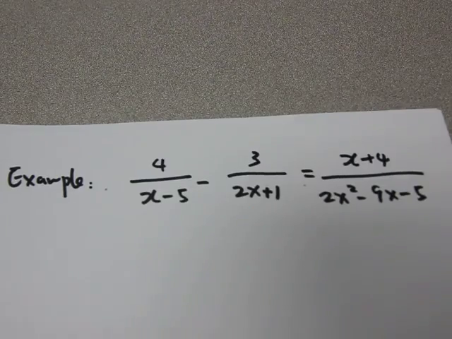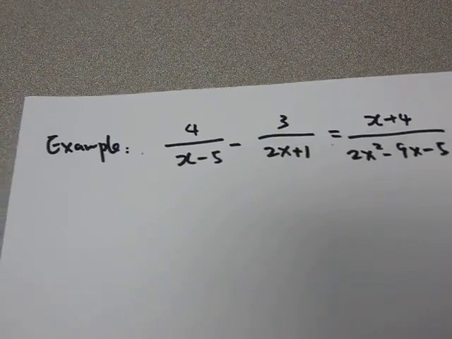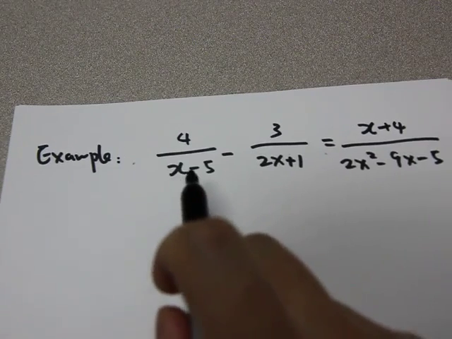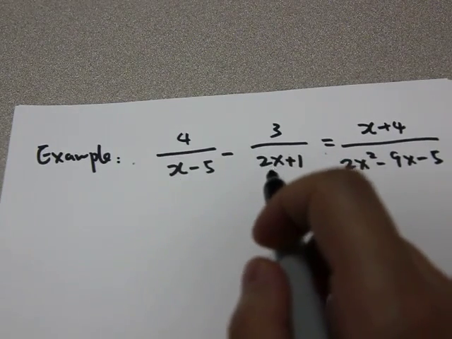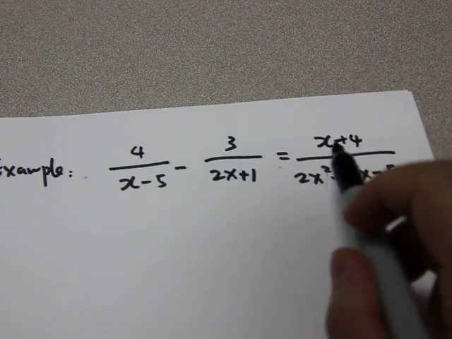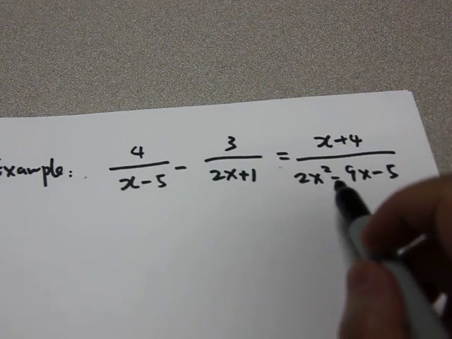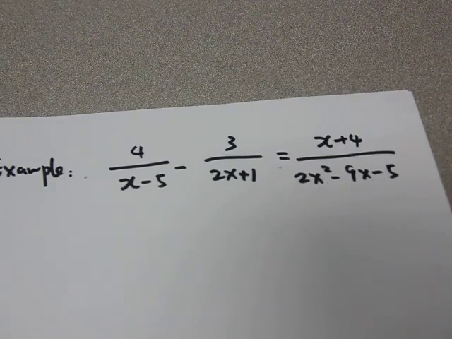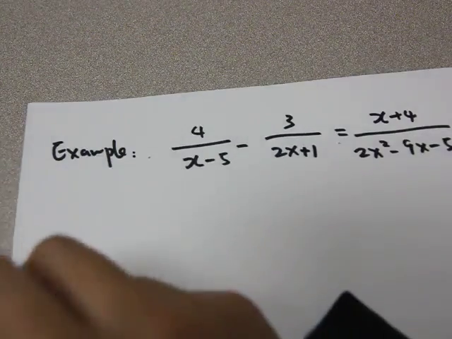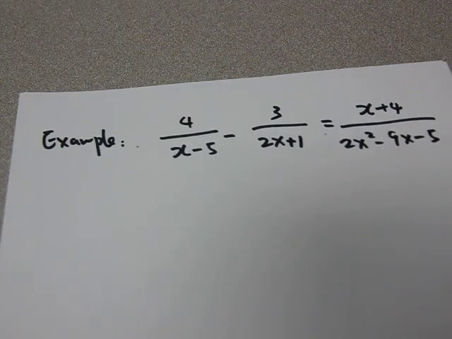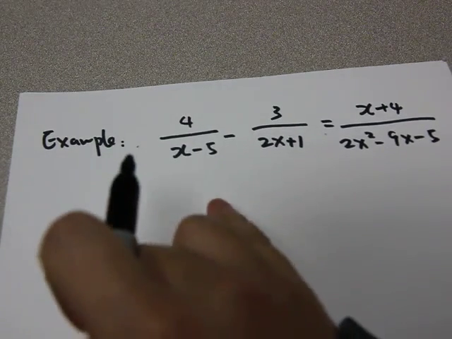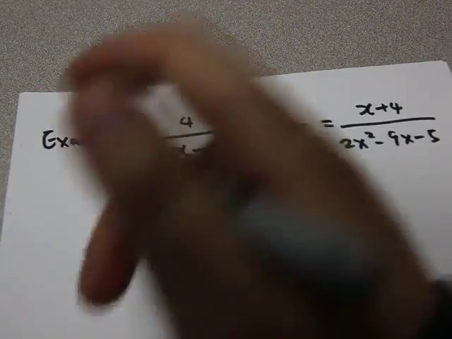Okay, let's look at another example. So here we have 4 over x minus 5 minus 3 over 2x plus 1 over x plus 4 over 2x squared minus 9x minus 5. So we said in order to find the least common denominator, first we need to factor each denominator.